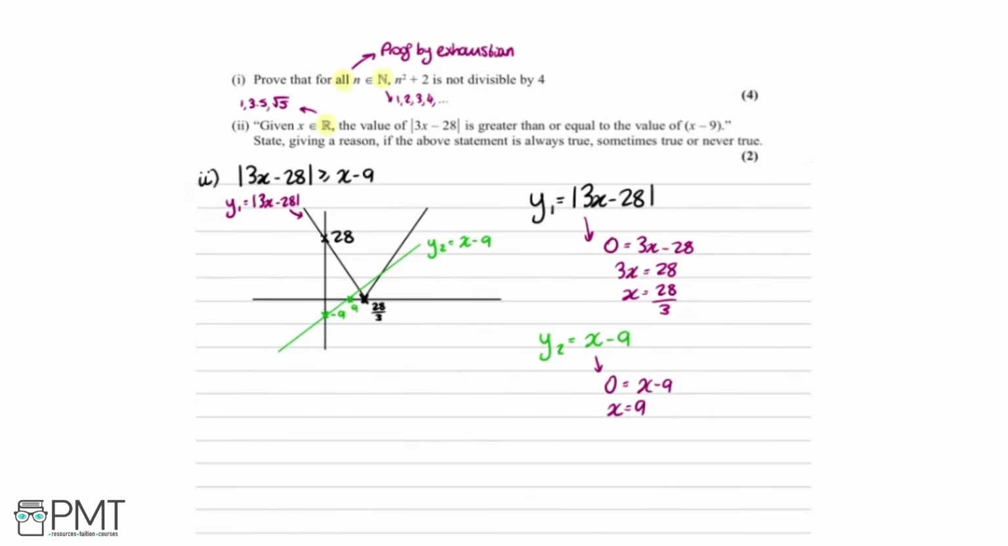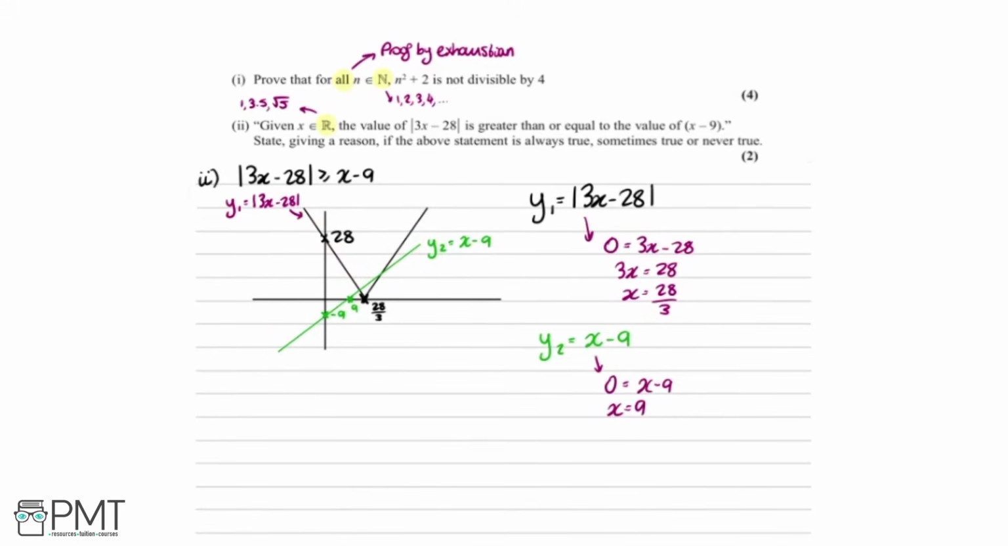So now we've done all this sketching, we're going to look back to the question and look at the statement again. The value of the modulus of 3x minus 28 is greater than or equal to the value of x minus 9, and we need to say whether that's always true, sometimes true, or never true. Looking at the graph, we can clearly work this out. Between this point here and this point here, the value of x minus 9 is actually greater than the modulus of 3x minus 28. However, outside of these points, so all the areas over here, the modulus of 3x minus 28 is greater than x minus 9, as you can see here.